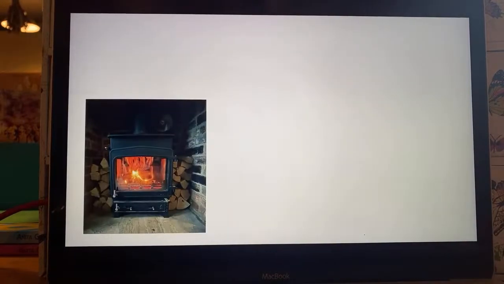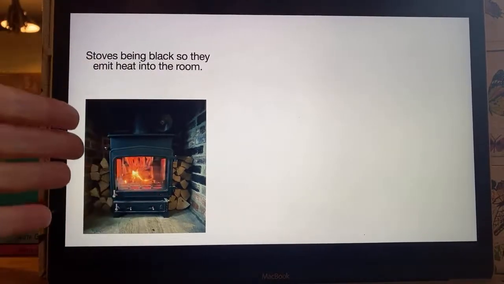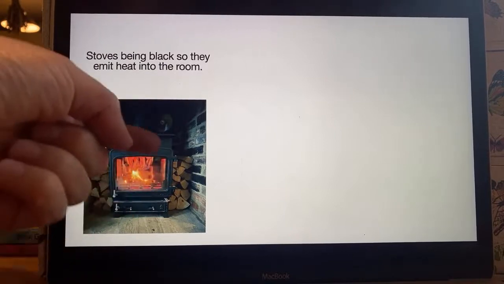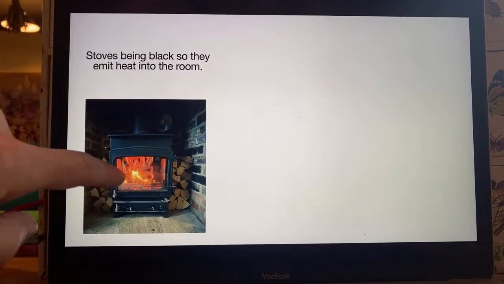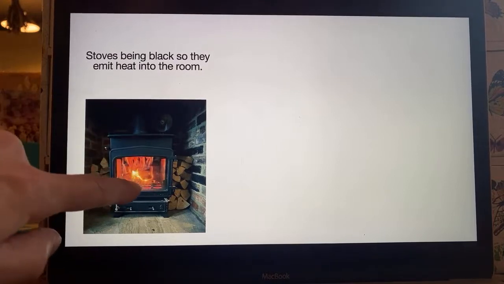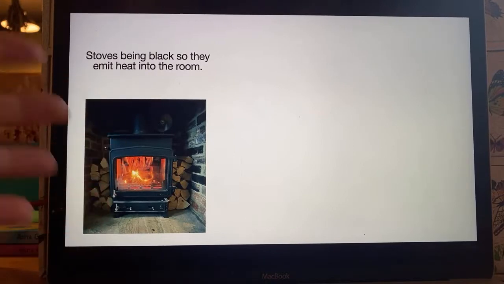The black one of these is just like the classic physics teacher answer. So stoves are black, so they emit heat into the room. Obviously, if this stove was shiny, I can't not say shiny. No, that's my favourite film. If this was shiny, obviously the heat from the fire would just reflect back into the stove, which is no good at all. You want the stove to heat the room.